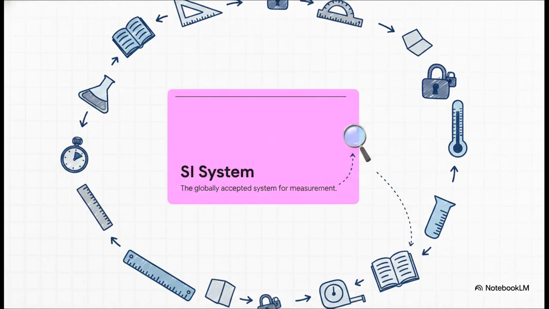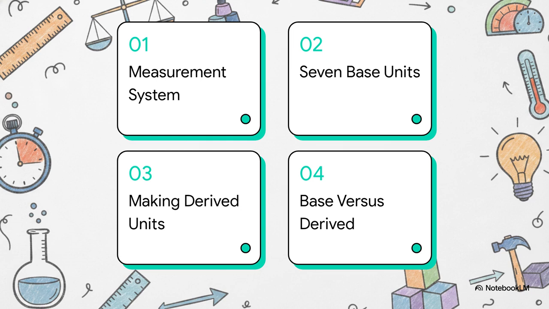To measure anything at all, we need a universal system. Enter the International System of Units, or SI. Think of this as a shared global rulebook. Without it, scientists in different countries might accidentally build a bridge that literally doesn't meet in the middle. It just ensures that we all understand exactly what a measurement means, no matter where on Earth we happen to be. Okay, let's look at our roadmap.